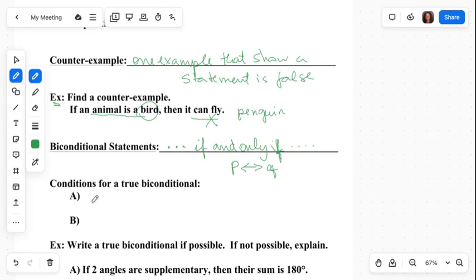The condition for a true biconditional is that if we have a true conditional, if P then Q, we have the converse is true as well, so a true converse, Q, if Q then P. That's why we have the double-sided arrow.